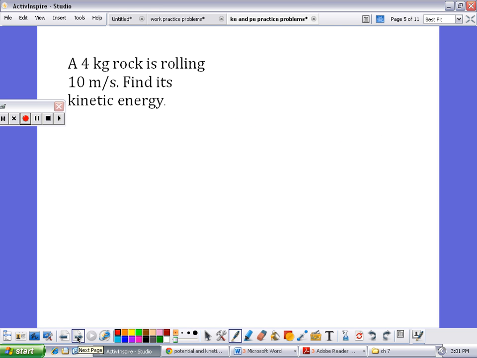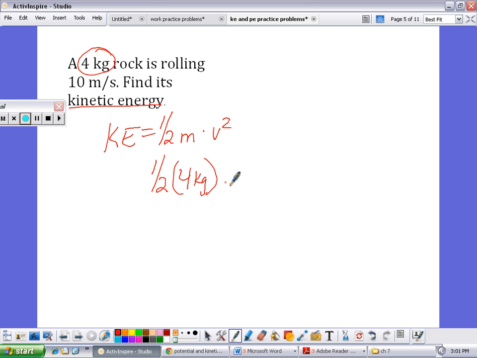A 4-kilogram rock is rolling 10 meters per second. Find its kinetic energy. Pause the video, complete your problem. So it's asking for kinetic energy, so you automatically know it's KE equals 1/2 mass times velocity squared. So we plug in 4 kilograms for our mass, 1/2 of 4 kilograms multiplied by our speed, which is 10 meters per second.